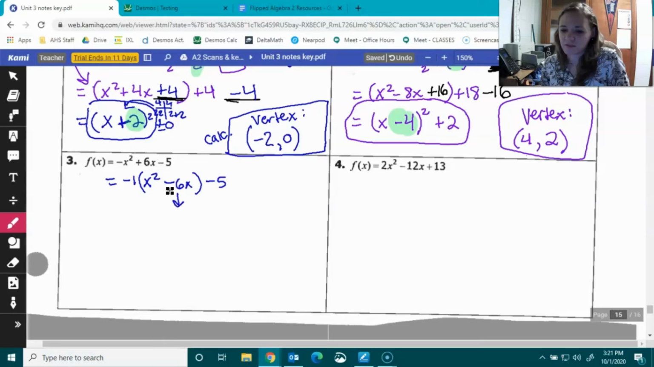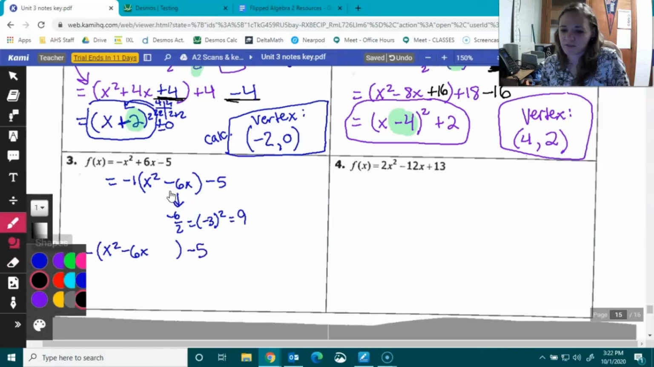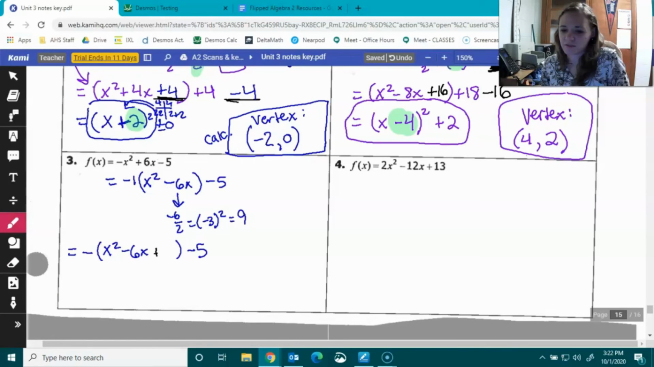So doing this, we're going to do the -6. -6 divided by 2 is -3. And -3 squared is 9. So now, you don't have to keep the 1, I'm just going to go ahead and drop it. Leave room for my third term. And then I add this on the inside, and minus it on the outside. Now, the trick here is you have to include this negative out here.